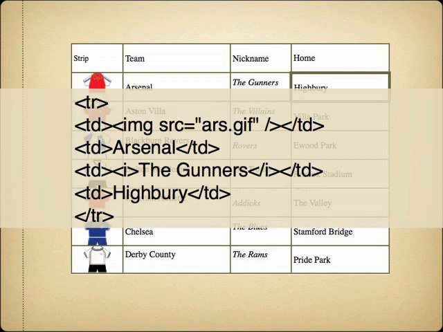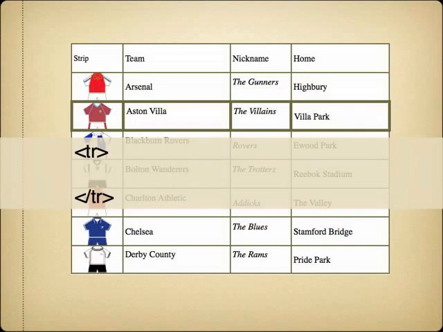And then for the next data cell, we begin with td. Now the text here is in italics, so we have I for italics, the Gunners, and then we have /I to finish off the italics. Now even though there's no more text in this cell, we still must close off the italics with /I. It's not okay to just leave it out. And then to close off this data cell, we have /td. Finally, to mark off the last data cell in this row, we have td, Highbury, and /td. And of course, we have /tr at the end to mark the end of this row.